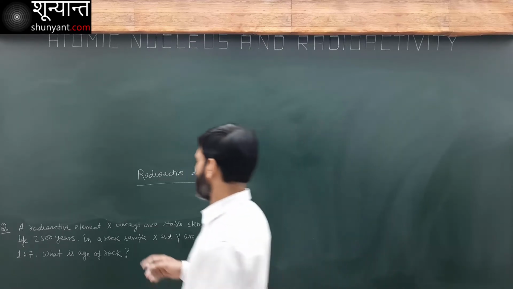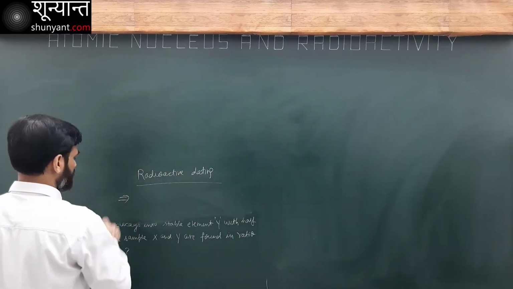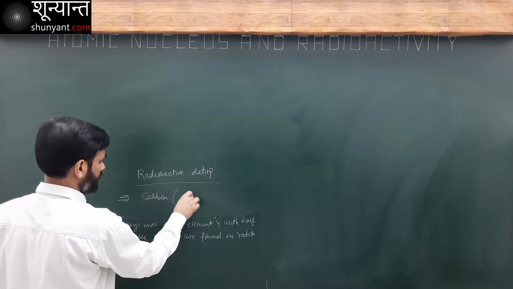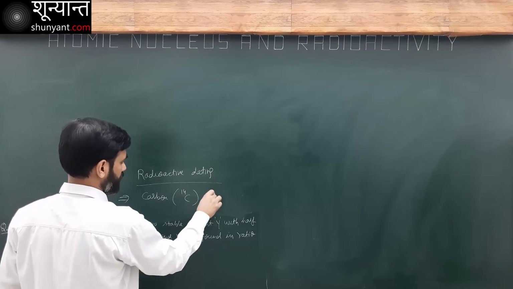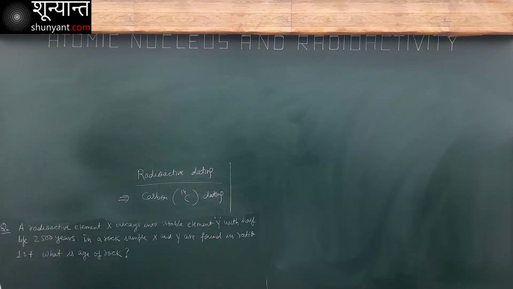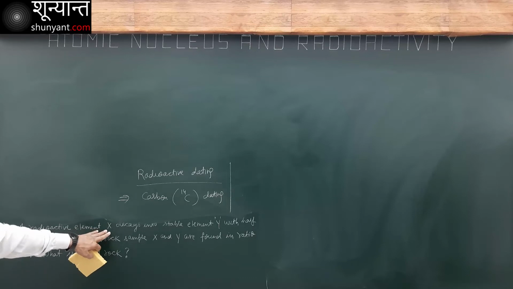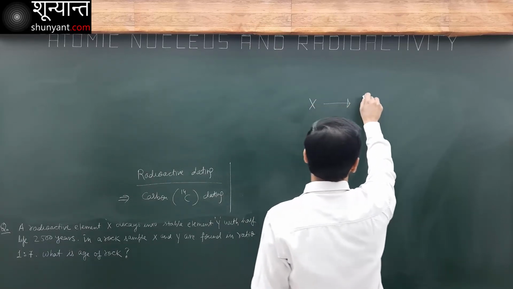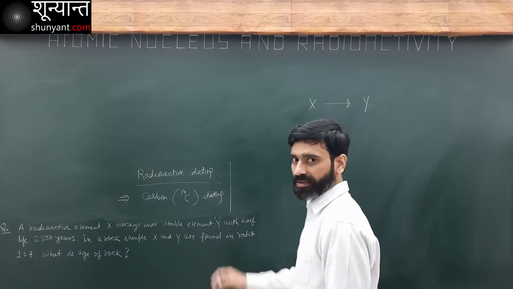One very common method is carbon C14 dating. Let's first solve it. So I have this X decaying into Y.